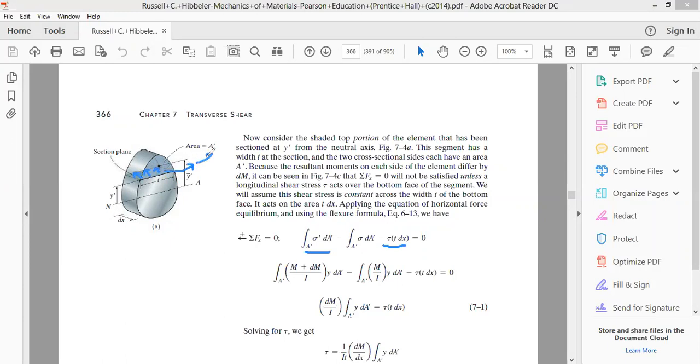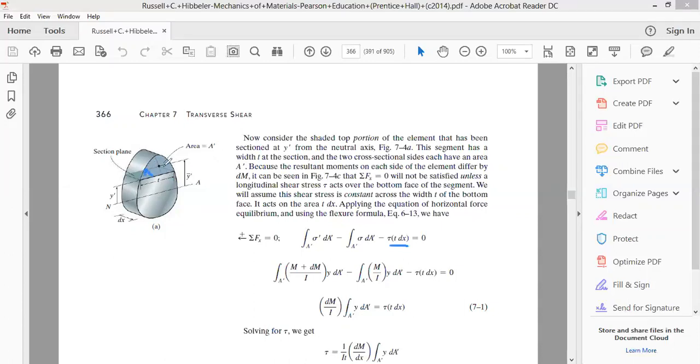Okay, the shear stress value, every shear stress here is equal to tau. Therefore, how much will be the longitudinal force because of this longitudinal shear stress? That will be tau multiplied by area, that is t into dx. As far as this tau multiplied by t into dx is concerned, this represents the shear force, and let's say this shear force is acting in this direction.